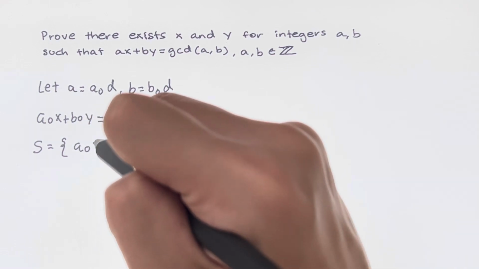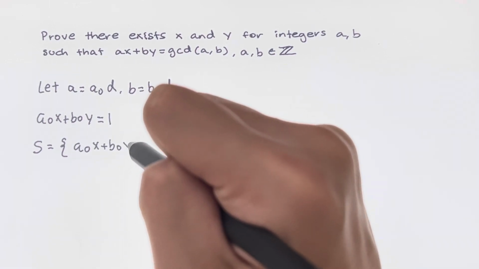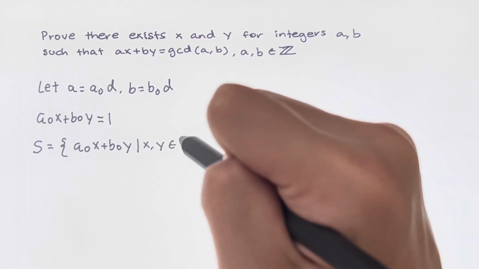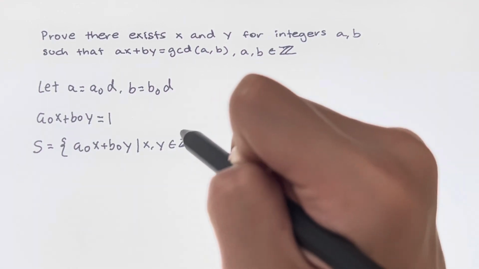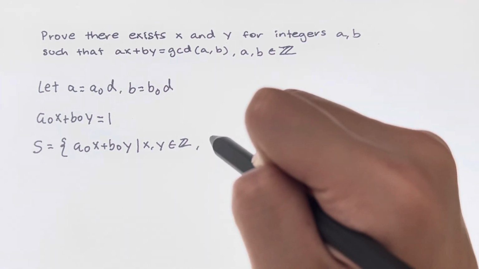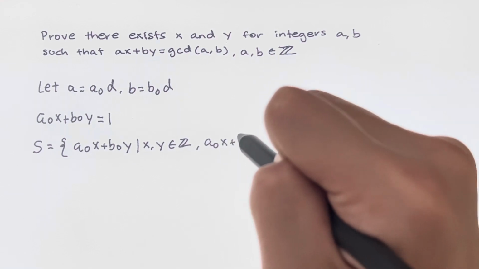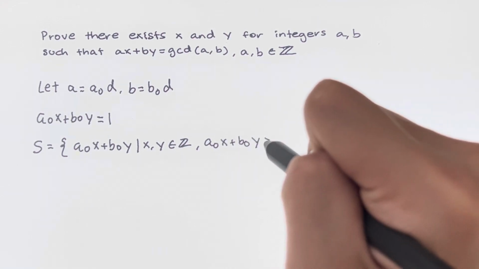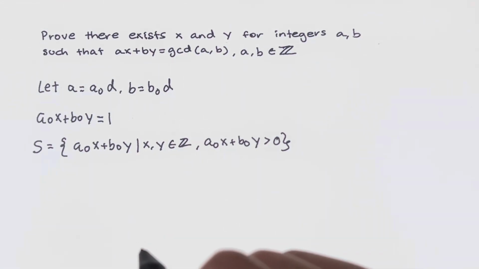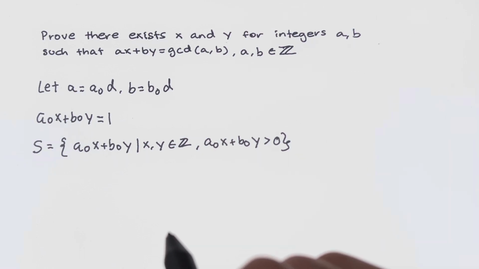a0x plus b0y for x and y belonging to the integers. We have a0x plus b0y is greater than 0. Because S only contains positive integers, the well-ordering principle guarantees it has a minimum value. a0x plus b0y equals d0 for some x, y, and d0.